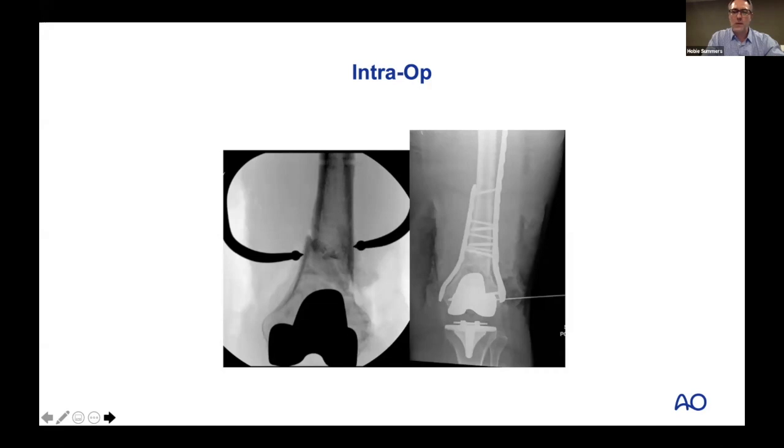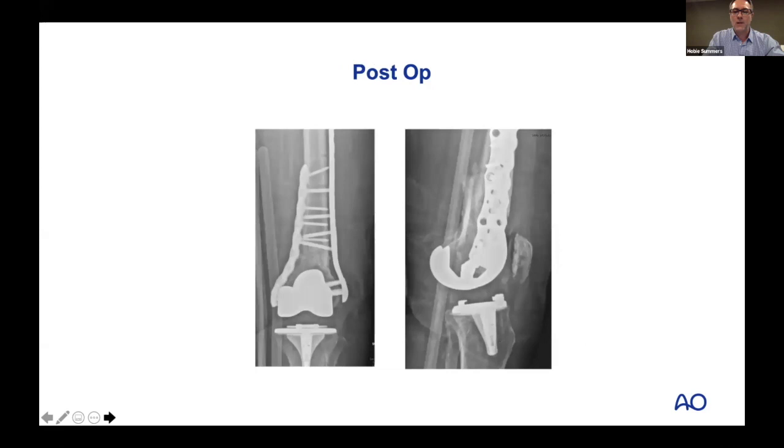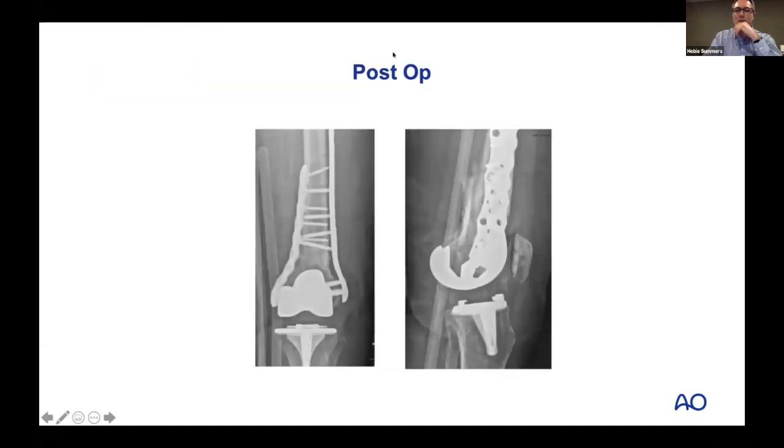So that big medial plate is a buttress against varus collapse, yeah? Yes. Okay, so here we are intraoperatively at the end, and post-operatively, this is where we are. So everyone, it's time to vote. To heal or not heal, and I'll put the image back up there for you.